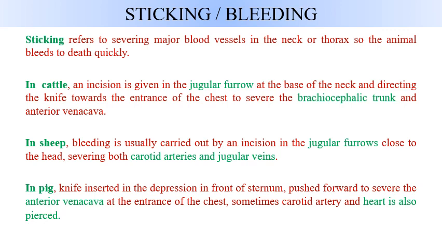In case of sheep, bleeding is usually carried out by an incision in the jugular furrows close to the head, severing both carotid arteries and jugular veins. In case of pig, the knife is inserted in the depression in front of the sternum. Then it is pushed forward to sever the anterior vena cava at the entrance of the chest, and sometimes the carotid artery and heart are also pierced. So in case of pig, it won't die quickly. So we have to pierce the heart and if possible sever the carotid artery also.